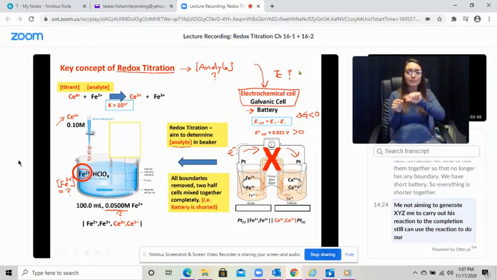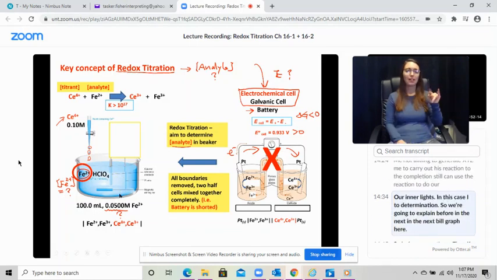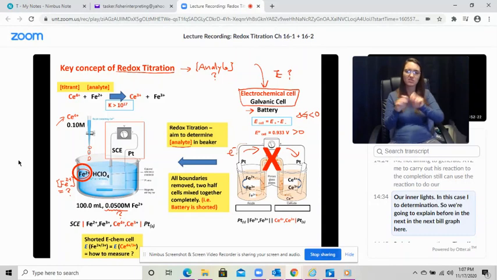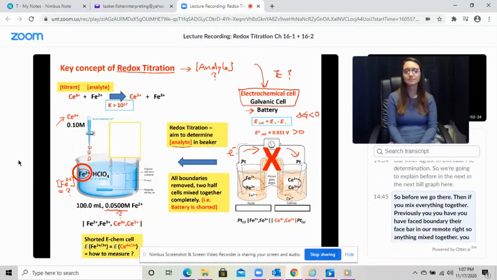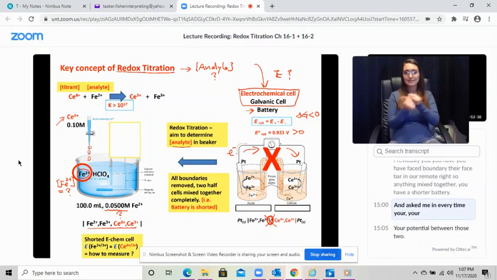We're not aiming to generate electricity, but to carry out this reaction to completion, so we can use that reaction to do our analyte determination, in this case iron 2. We're going to explain a bit further in the next view graph. Before we go there: if you mix everything together, previously you had a phase boundary. The phase boundary is now removed, right? So everything is mixed together, and you have a shorted battery.